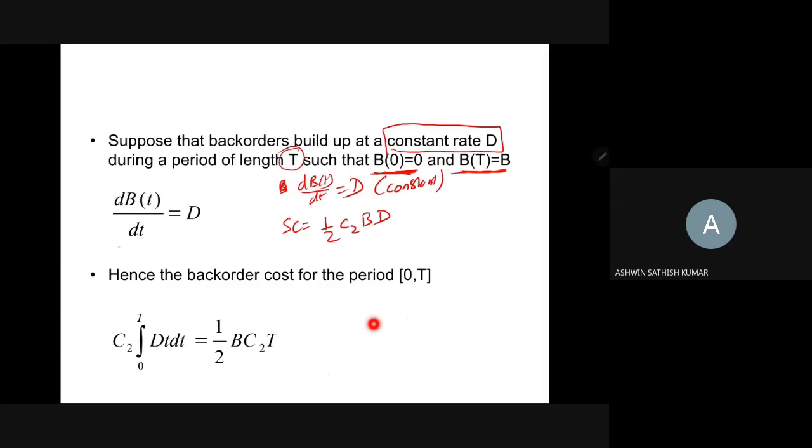So here I have discussed the rate of shortage. The rate of shortage is constant, that is D. Hence the back order cost for the period 0 to T will become C2 times the integral from 0 to T, which is half B C2 into T. Clear? So that is the shortage cost when we have the constant shortage buildup.